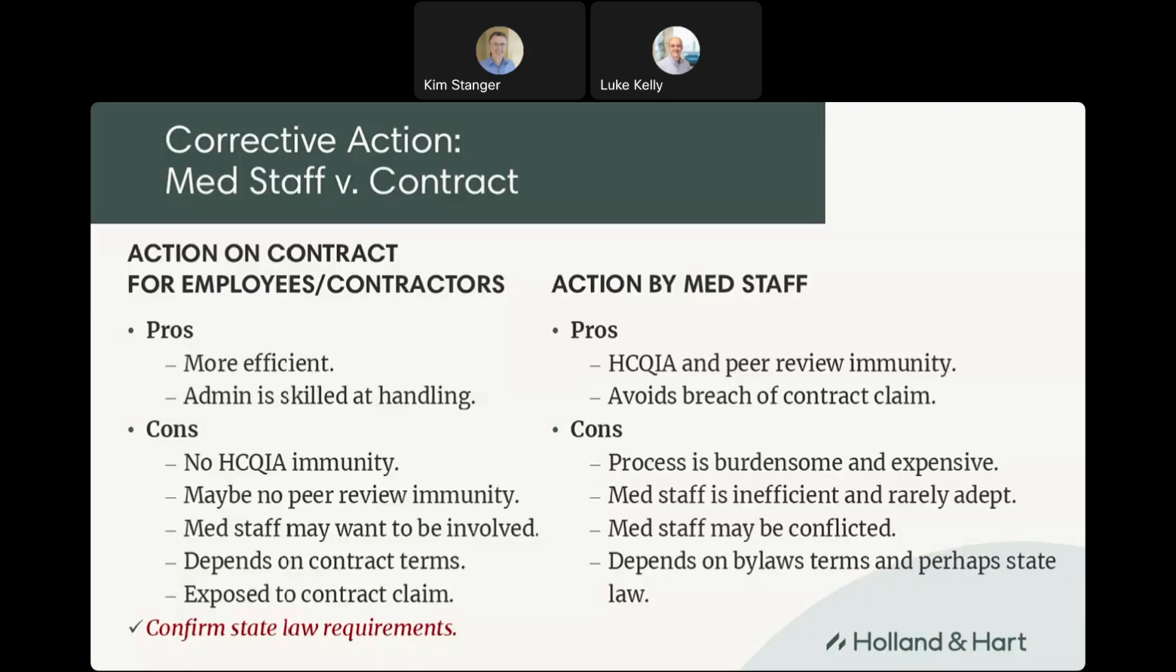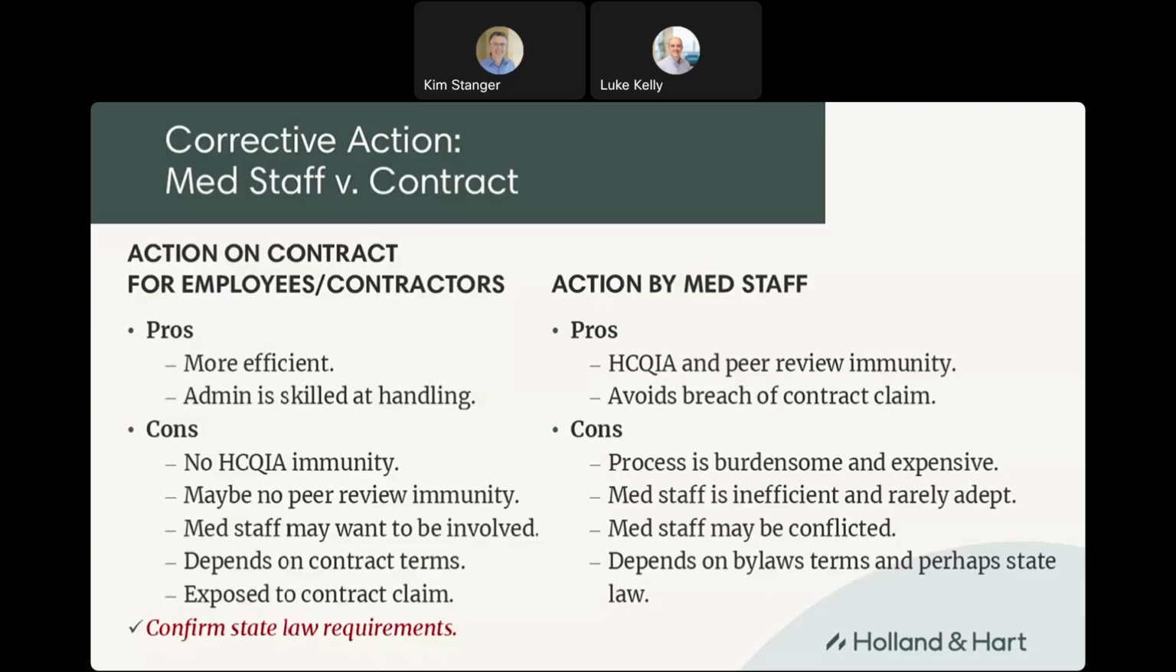The med staff may want to be involved. I've had situations where the med staff doesn't want to handle it as an employment action because they think they may be on the receiving end of that at some point. They usually change their mind when they realize how burdensome the med staff process is on them. But it could depend on your contract terms, whether or not your contracts will allow you to take appropriate action just simply based on the employment contract.